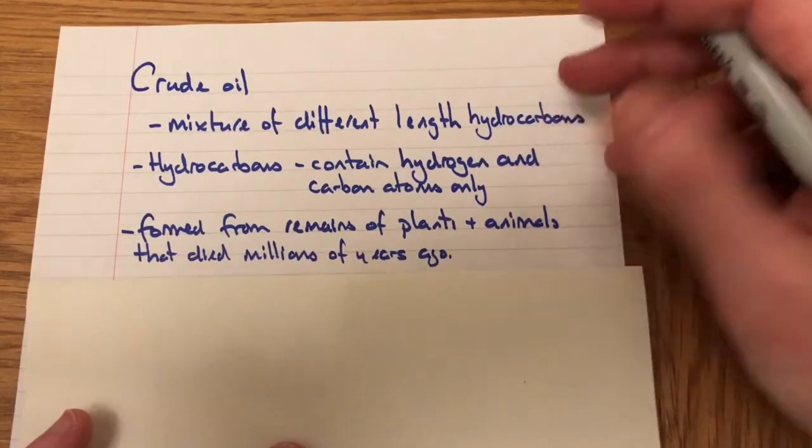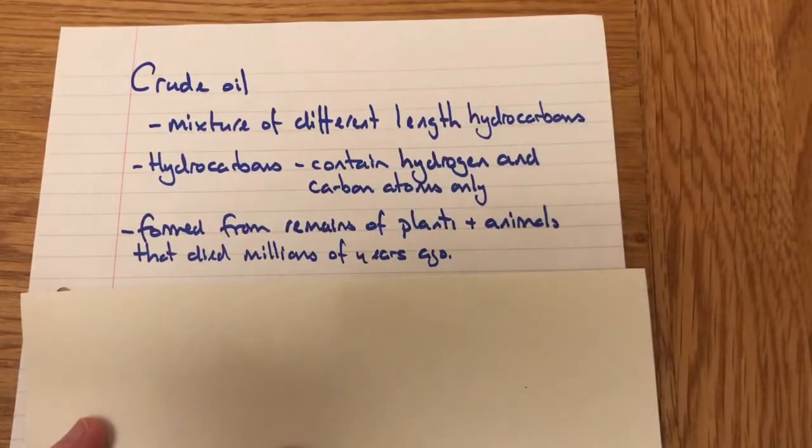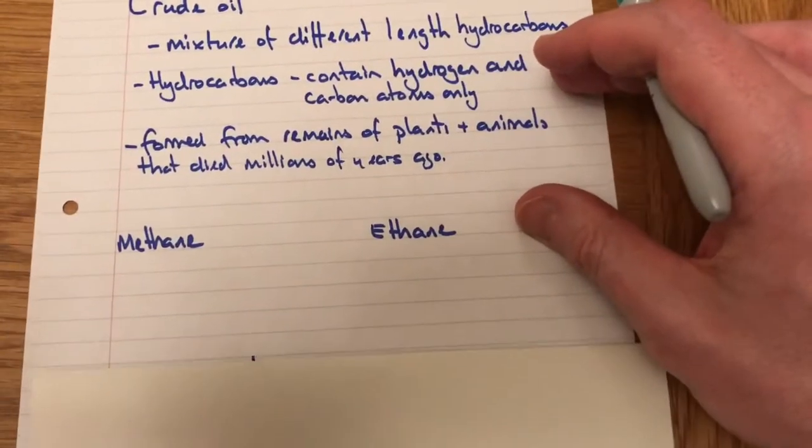And it's also worth bearing in mind that crude oil is formed from the remains of plants and animals that died millions of years ago. Therefore, it's a finite, non-renewable resource, and it will run out if we continue to use it at the rate we do. Some examples then.